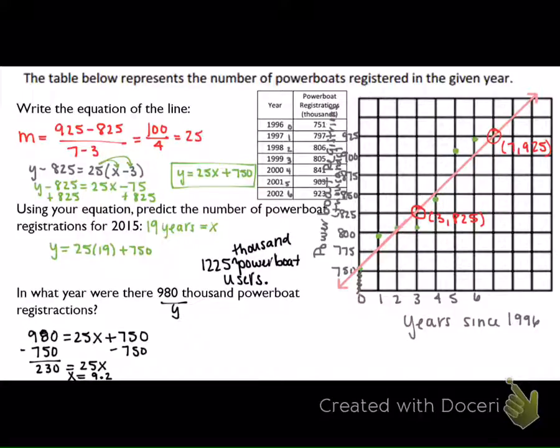So if 2002 is 6, 2003 would be 7, 2004 would be 8, 2005 would be 9. So it's somewhere around the year 2005. And during the year 2005 for me, 2005 goes on for 12 months, right? So sometime during 2005.